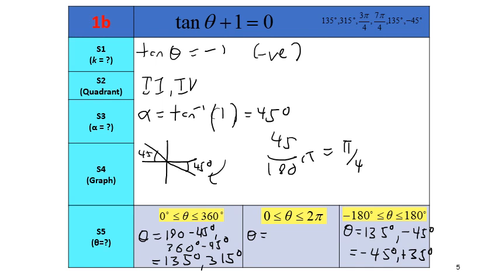Okay, so for the second quadrant, pi minus pi over 4, and then for the fourth quadrant, 2 pi minus pi over 4. So this is the other one. The angle would be 3 over 4 pi, and the other one would be 7 over 4 pi, in terms of pi.